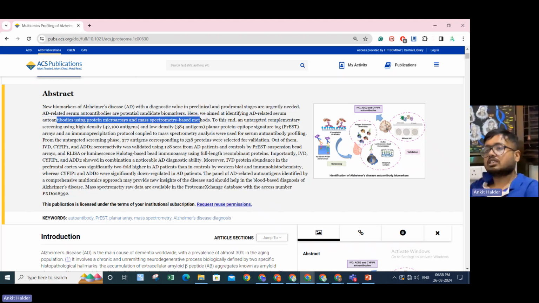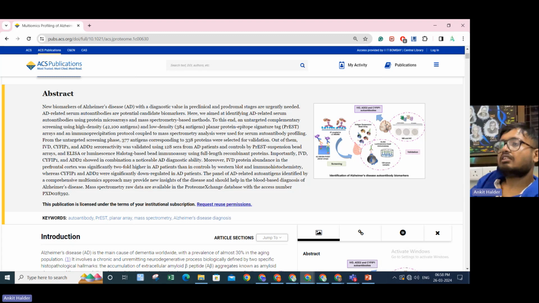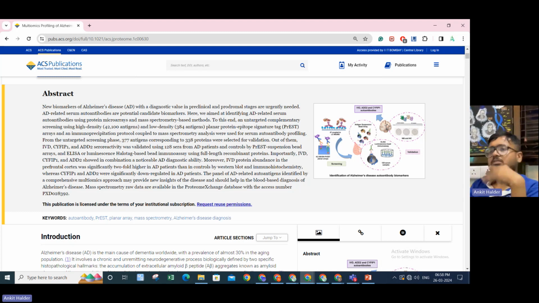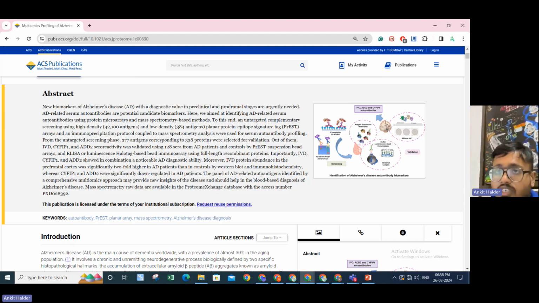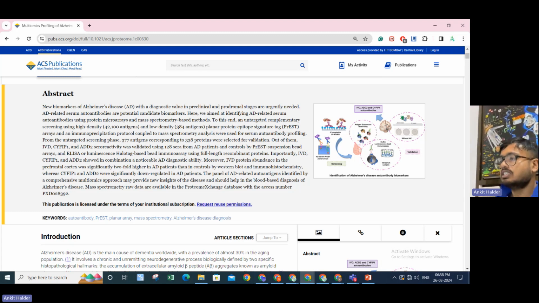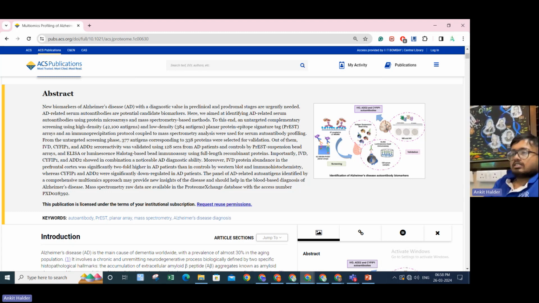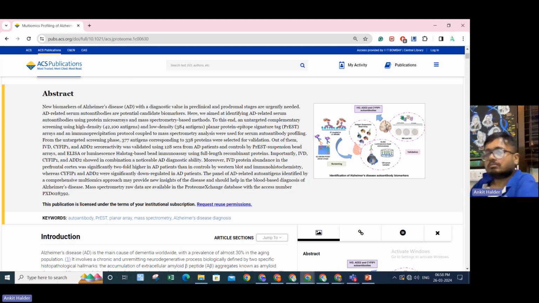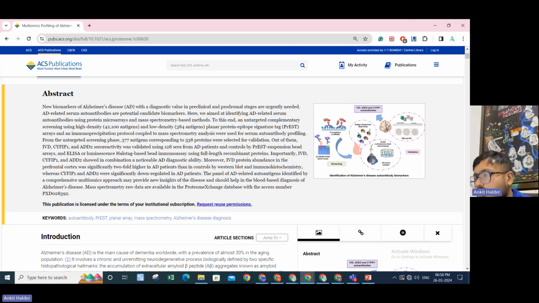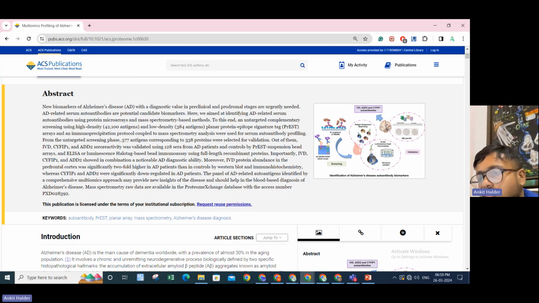Serum autoantibodies are potential candidate biomarkers. Here we have identified them in the serum using protein microarrays and mass spectrometry based methods: untargeted high density and low density planar protein epitope signature arrays, and immunoprecipitation. So this is a classic example of what interactomics tools and studies can do to help you in understanding, and how many things you can get validated. Antigens identified by a multi-omics approach give new insights into the disease, and should help in blood-based diagnosis of Alzheimer's disease.